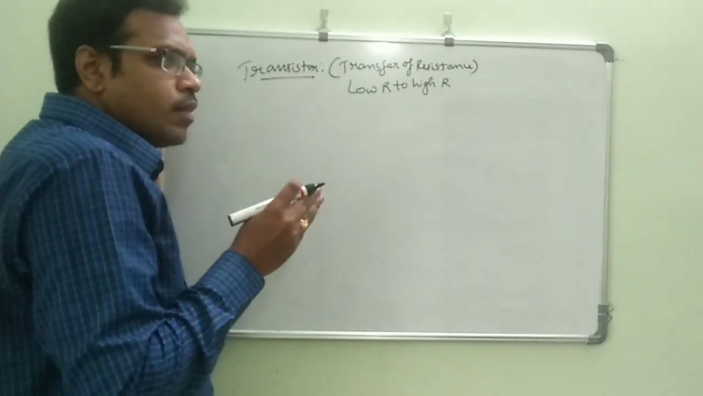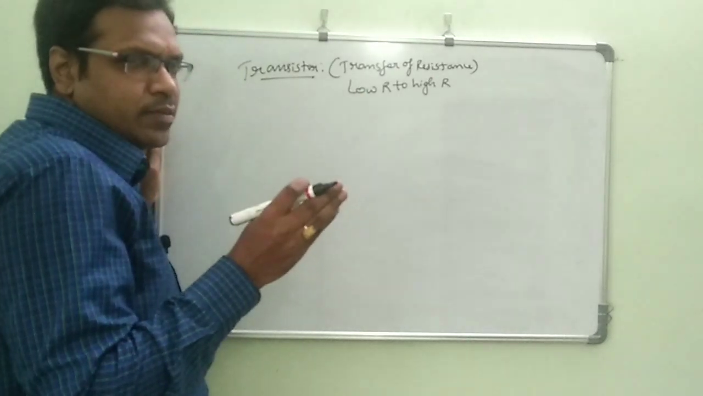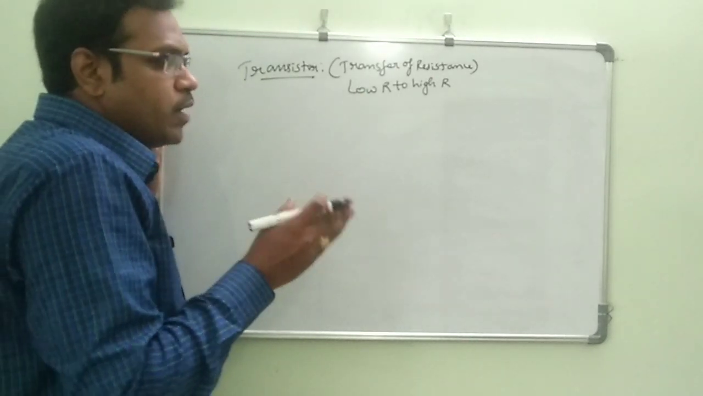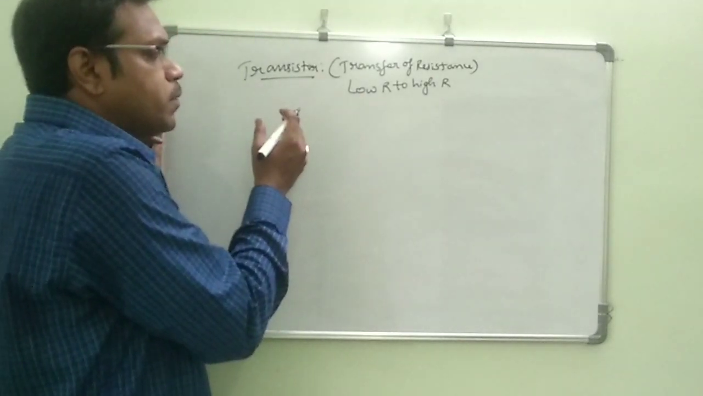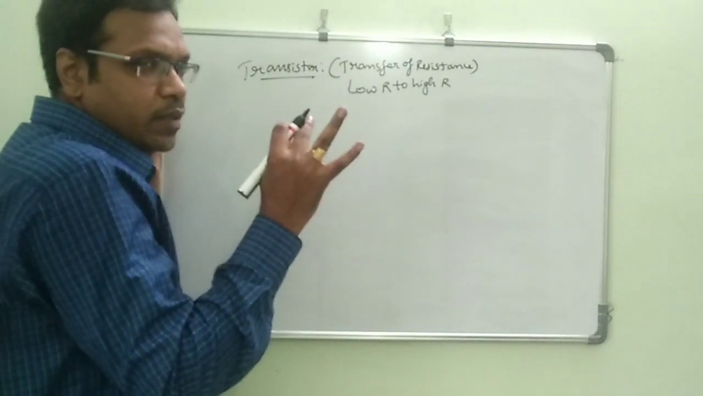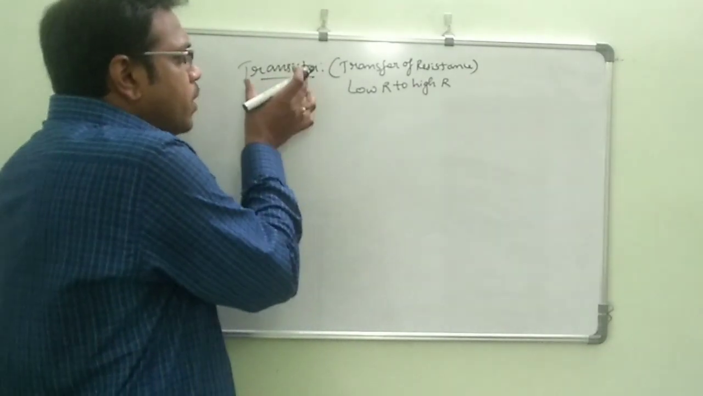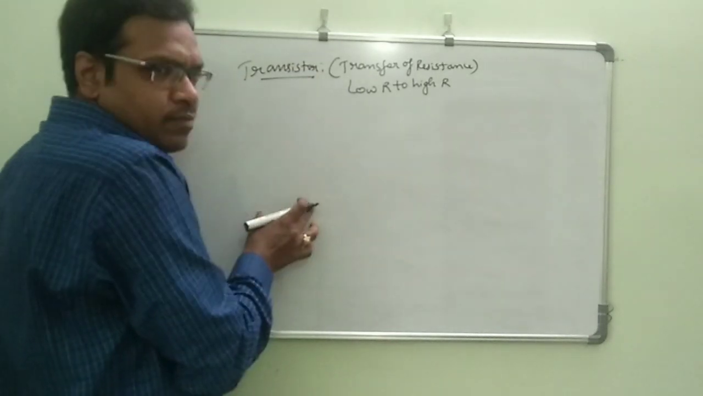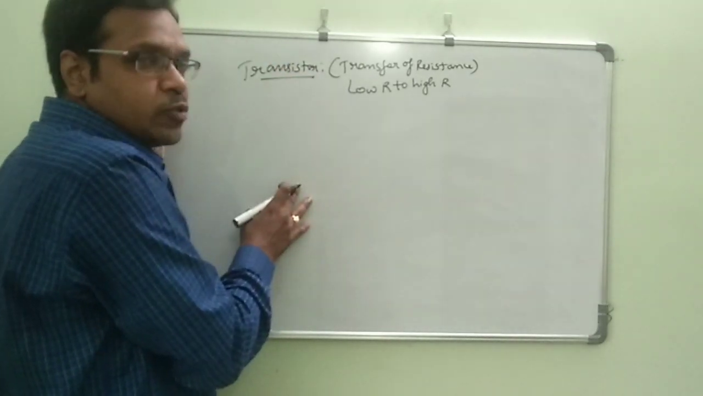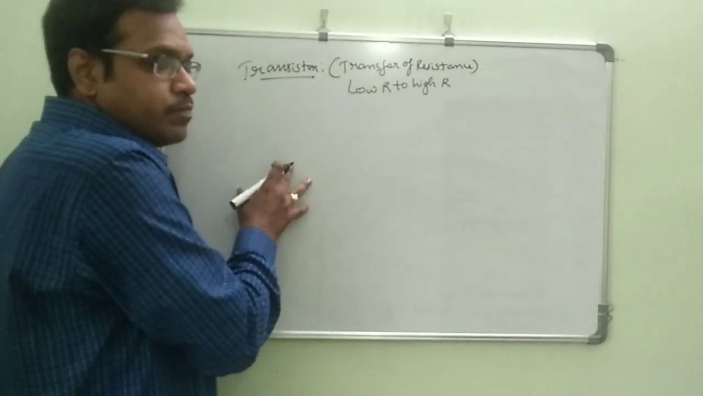So what is the difference between diode and transistor? Actually, a diode is a 2-terminal device, but the transistor is a 3-terminal device. 3 terminals will be there. And how to produce this transistor? In 1947 it was created by Bardeen and others.